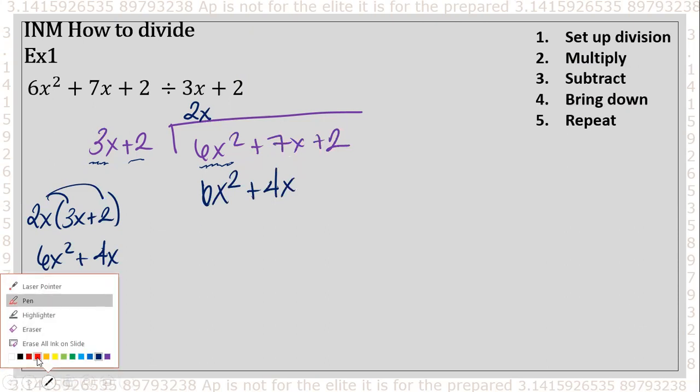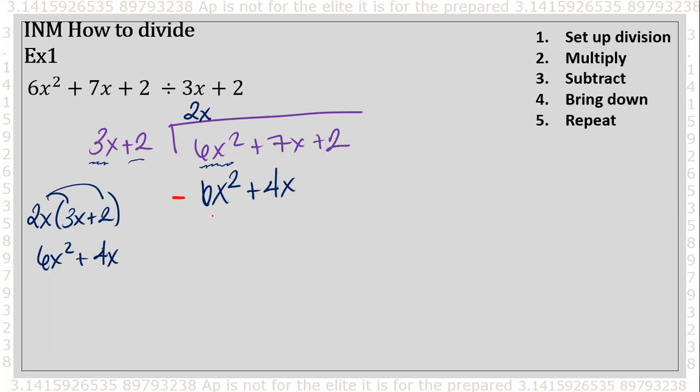And as I mentioned before, you are subtracting, right? Exactly the same. And we subtract every single thing. So 6x squared minus 6x squared, that is 0. Same number, opposite signs. Now 7x minus 4x. So 7 apples minus 4 apples gives me 3 apples. So 3x. And I bring this down, plus 2.